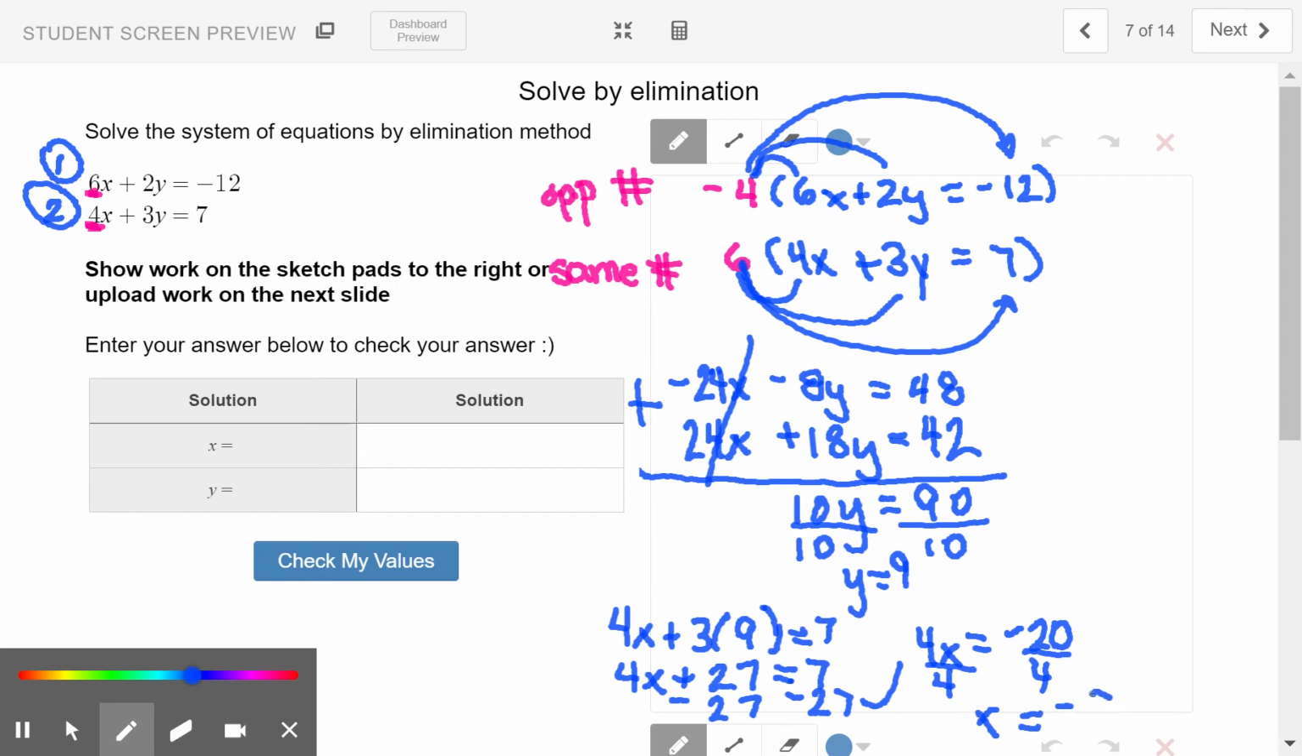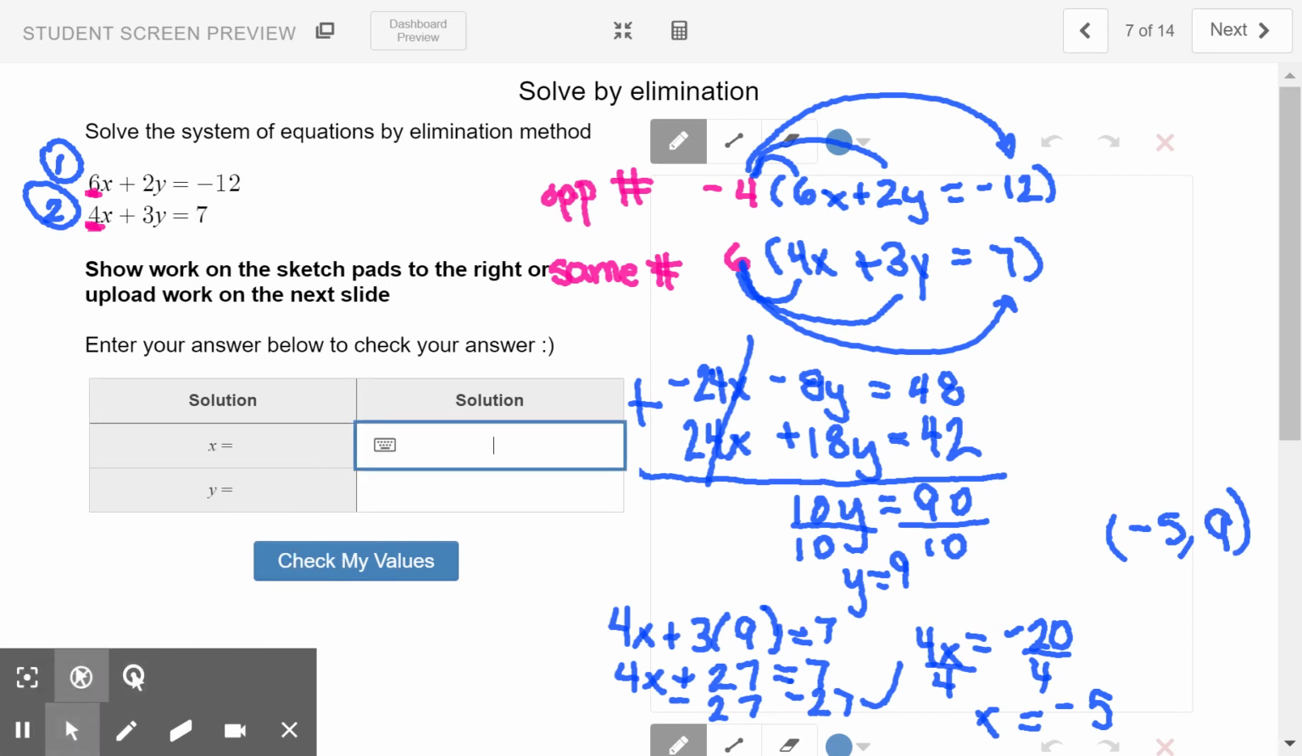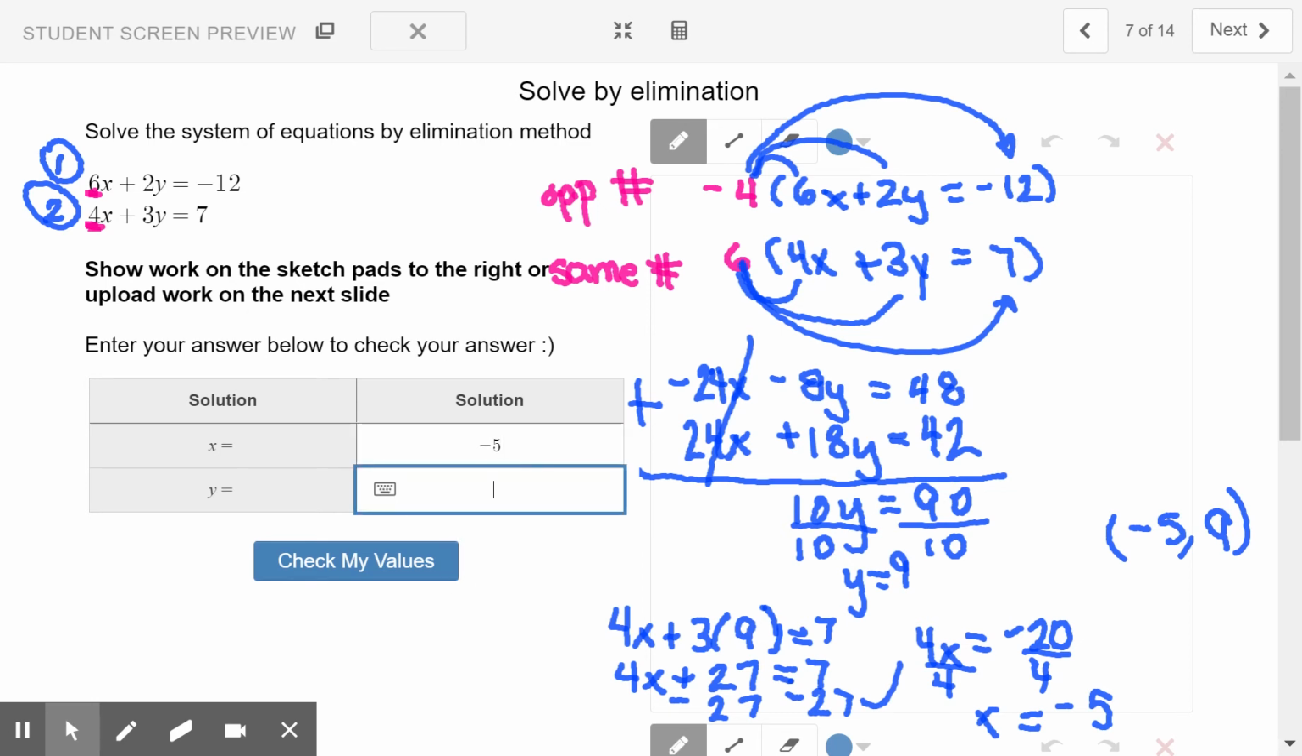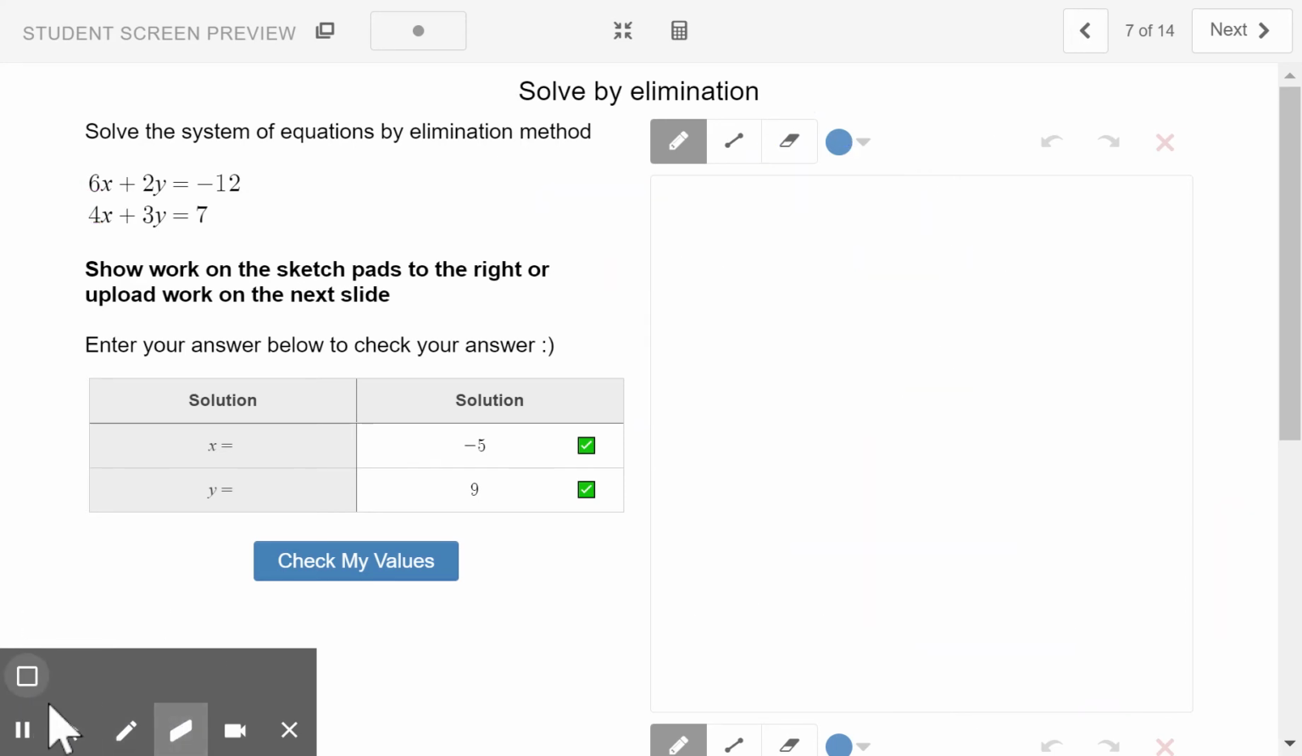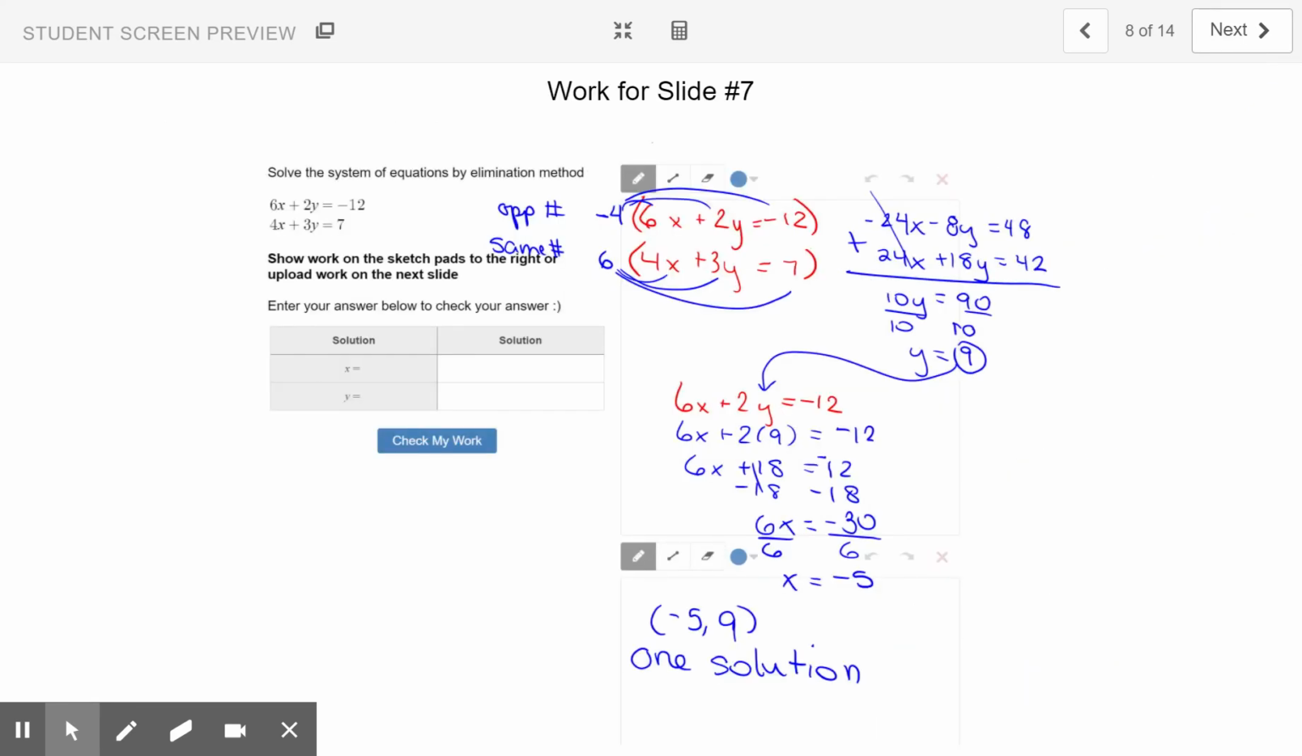X equals negative 5. So we have an ordered pair. We have one solution. We have negative 5, comma 9. Let's double check to make sure that is correct. We have negative 5, we have 9. All right, we're good to go. So this is an ordered pair. It is a 1 solution. So on the next slide is just me going over it in case you wanted to look at it.